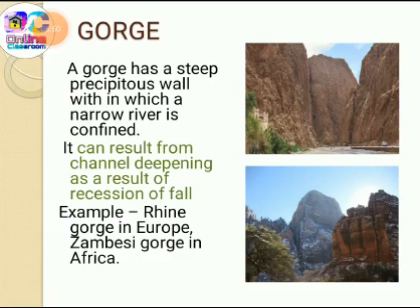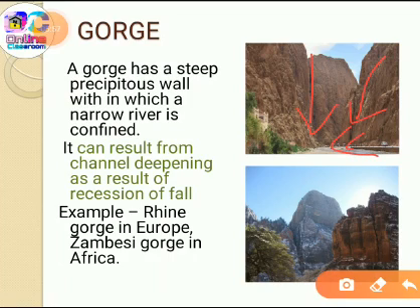In this diagram, if we notice, there is a steep precipitous wall on both the sides, and the narrow river is flowing, which is mainly confined, and it results in the channel deepening. The examples are the Rhine gorge in Europe and the Zambezi gorge in Africa. This is an example of the Zambezi gorge, which is mainly found in Africa.